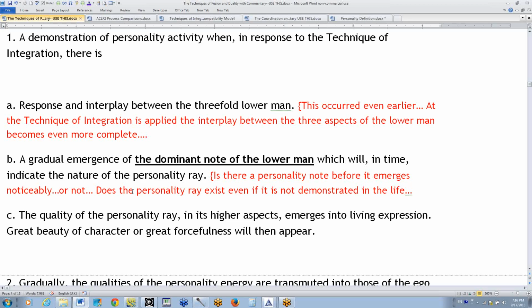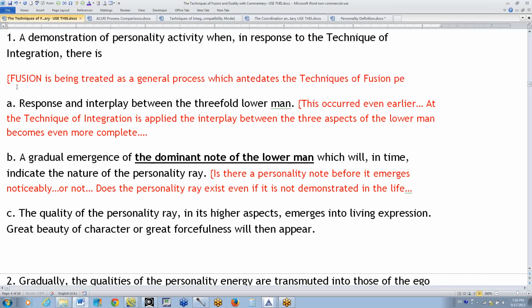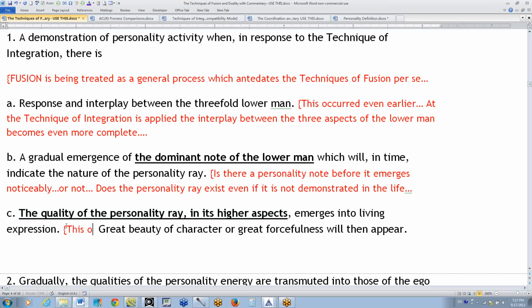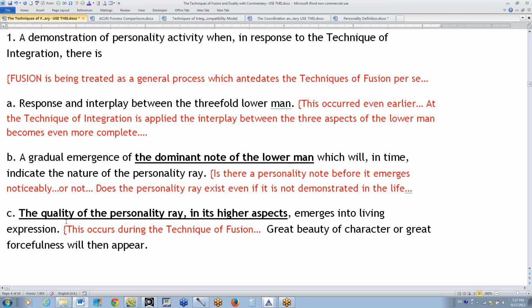So fusion is being treated here as a general process which antedates the techniques of fusion per se. And finally, the quality of the personality ray in its higher aspects, that's important, emerges into living expression. And we might say this occurs during the technique of fusion. He said the emergence of the personality ray. Great beauty of character or great forcefulness will then appear.